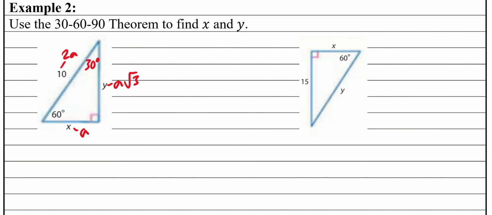So I would always start off with this. And if we need to start with A, B, and C, we can do that first. But then make sure that you know to label them in terms of A. And now that I have this, I can go and set up my problem here.